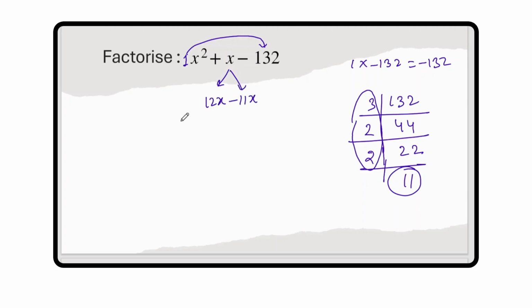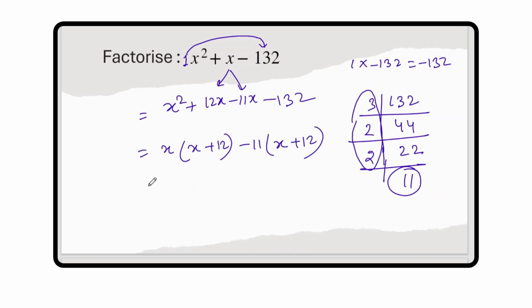Okay. x square plus 12x minus 11x minus 132. So you will get x as common, x plus 12, minus 11 as common, x plus 12. So the final answer is x minus 11, x plus 12.